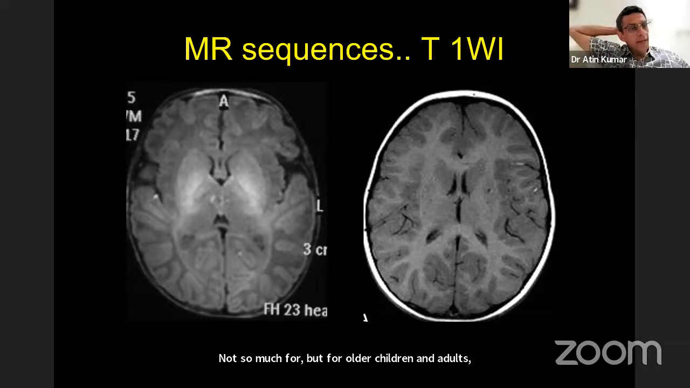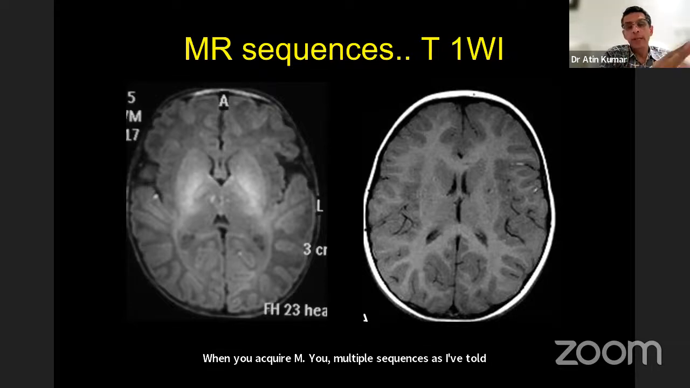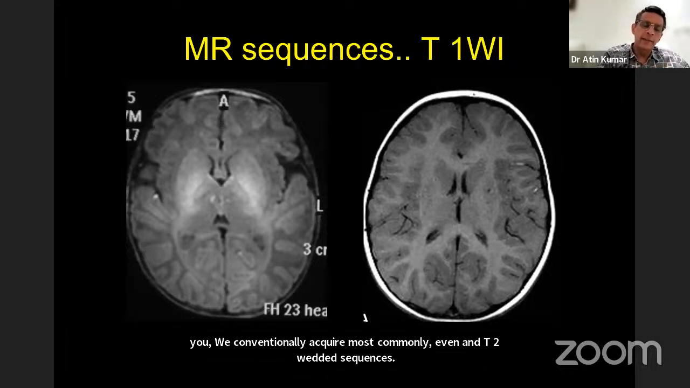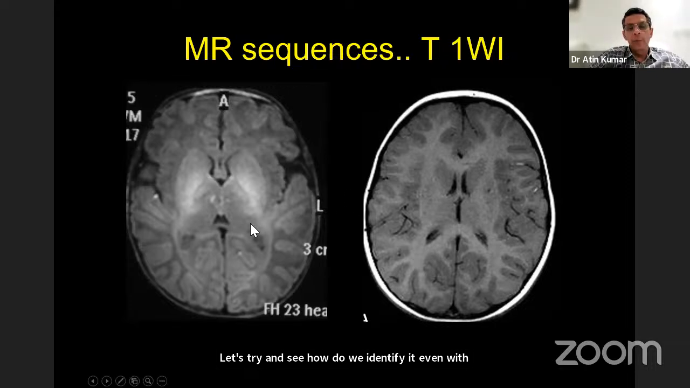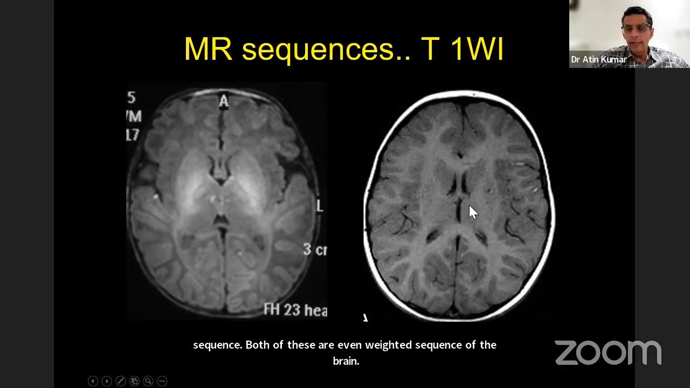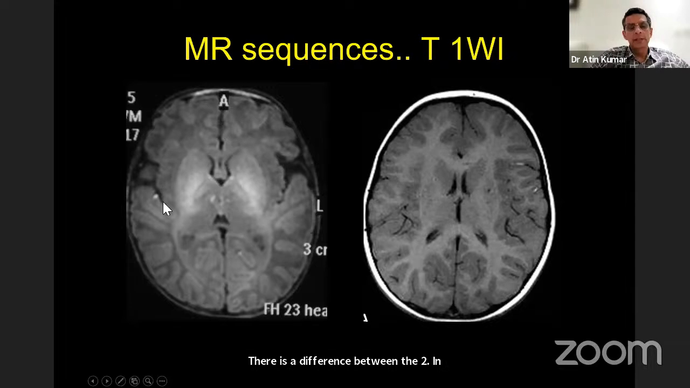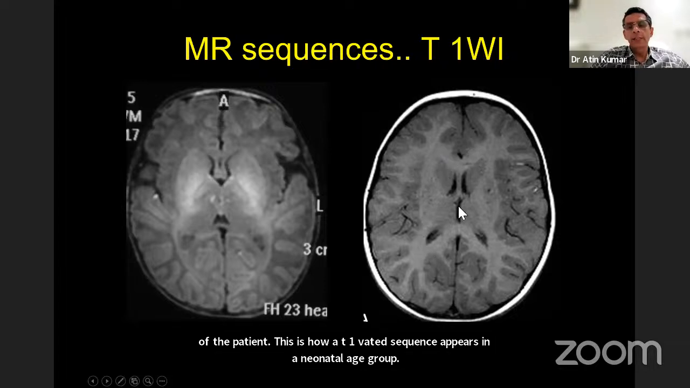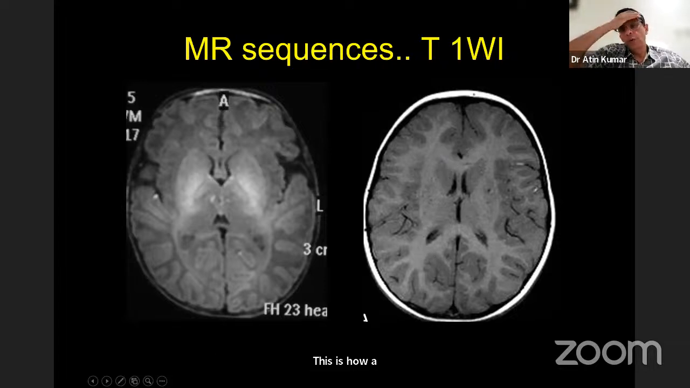When you acquire MR images, you acquire multiple sequences, as I've told you. We conventionally acquire most commonly T1 and T2 weighted sequences. So let's try and see how we identify a T1 weighted sequence. Both of these are T1 weighted sequences of the brain. There is a difference between the two in terms of the age of the patient. This is how a T1 weighted sequence appears in a neonatal age group. This is how a T1 weighted sequence appears in a child or any adult more than 2 years of age.